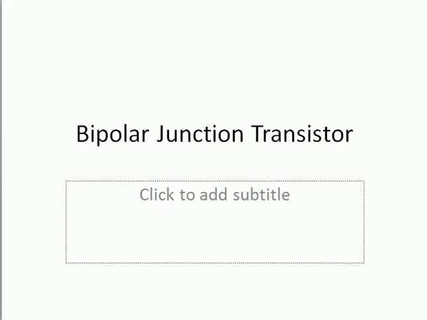Students, today the topic of discussion is bipolar junction transistors. Earlier in the electronics section, we have discussed diodes and the applications of diodes. Now we come further to transistors, and basically transistors are made up of diodes. Now we will see what a transistor is and what a bipolar junction transistor is.